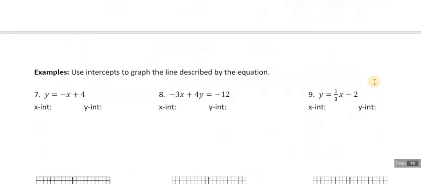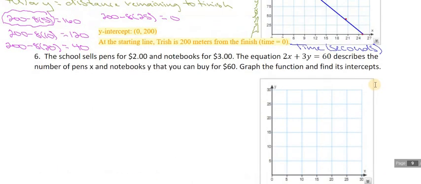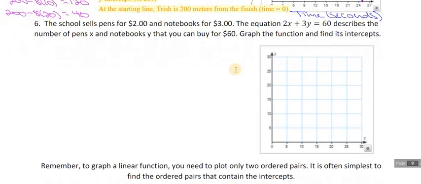Let's take a look at number 6. We might as well do this one together as well because it does take some time getting used to the interpretation. Number 6 says the school sells pens for $2 and notebooks for $3. The equation 2x plus 3y equals 60 describes the number of pens, x, and notebooks, y, that you can buy for $60. Graph the function and find its intercepts.